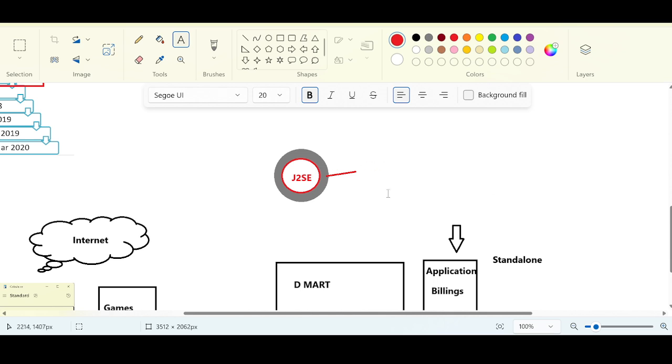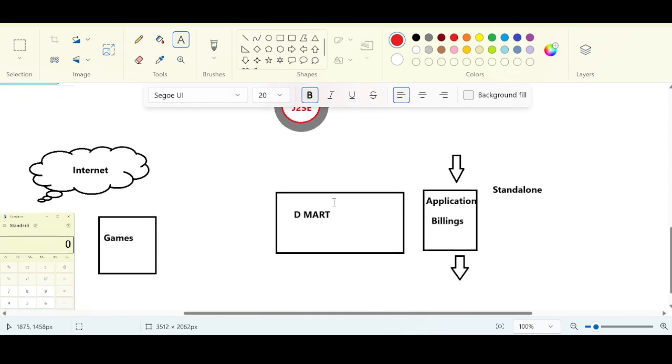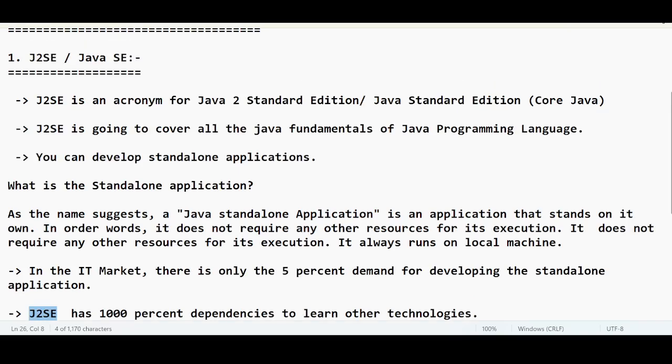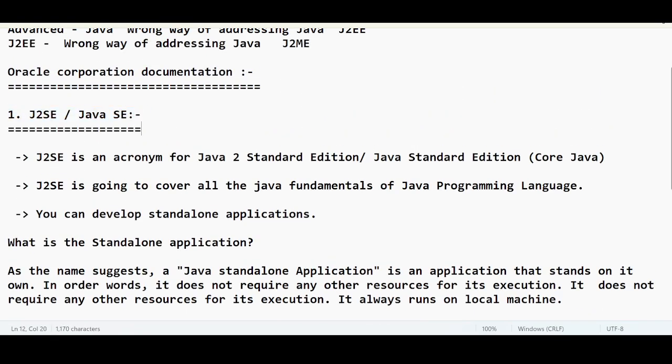To learn J2EE, what do you need? You need to understand the complete basics of J2SE. Right? Hope you are able to clearly learn. Right? So this is all about the J2SE, Java Standard Edition or Java 2 Standard Edition. I hope it is making some sense.